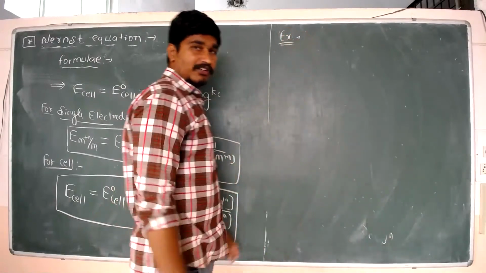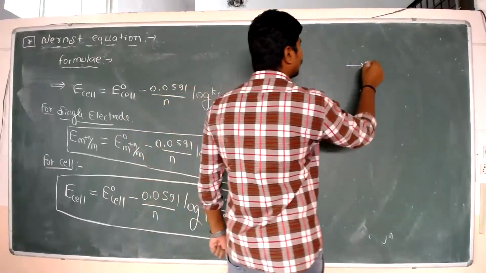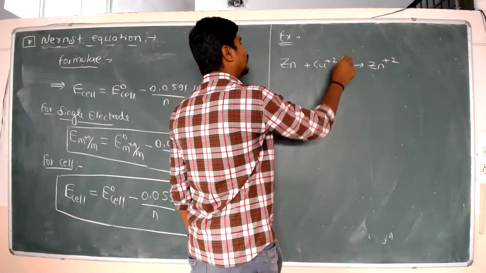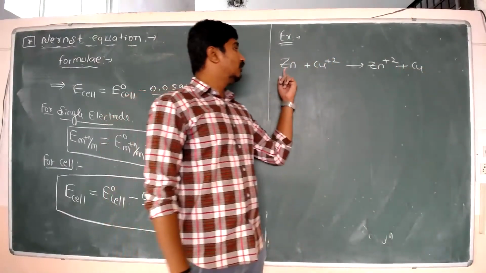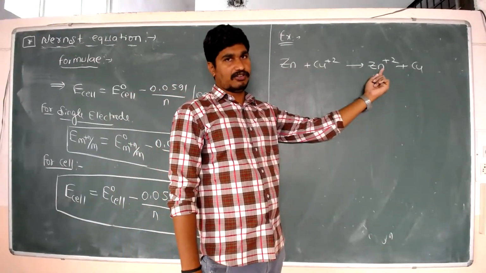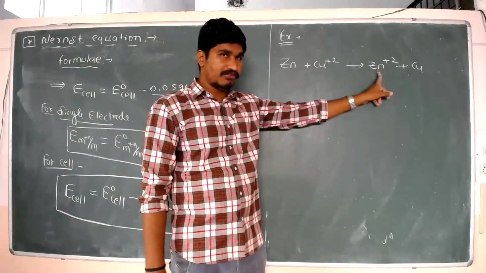What is the cell reaction for the Daniel cell? Zn undergoes oxidation, that is Zn to Zn+2, and Cu+2 undergoes reduction, that is Cu+2 to Cu. After losing 2 electrons, Zn will convert into Zn+2, that is loss of electrons. Correct? That is oxidation. Zinc is undergoing oxidation.